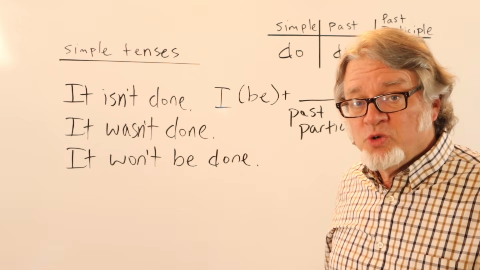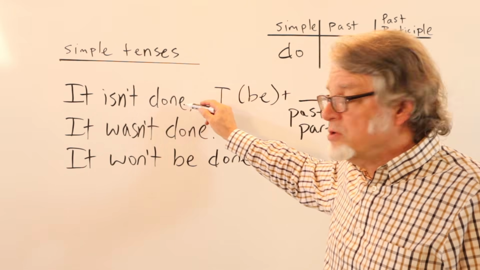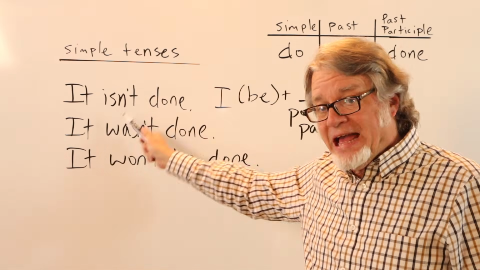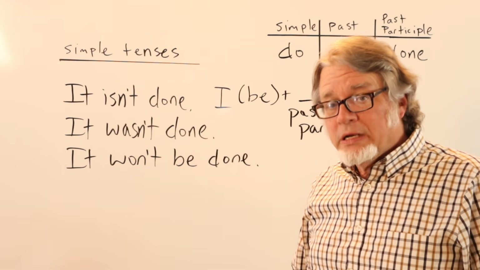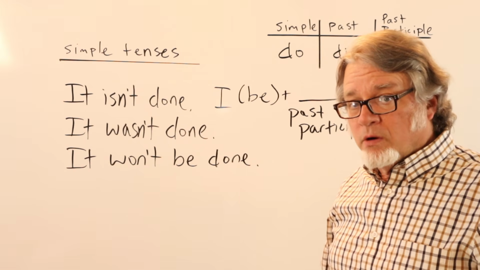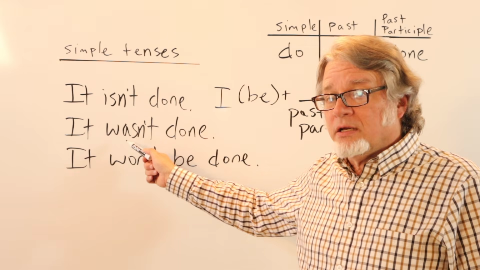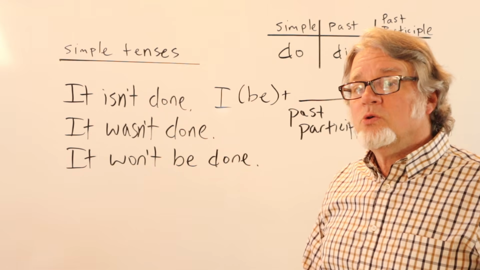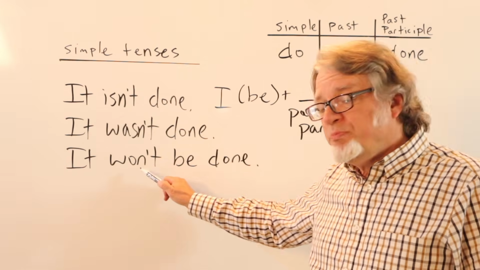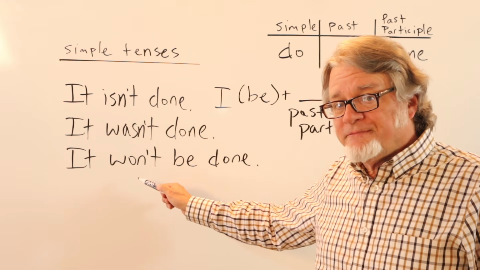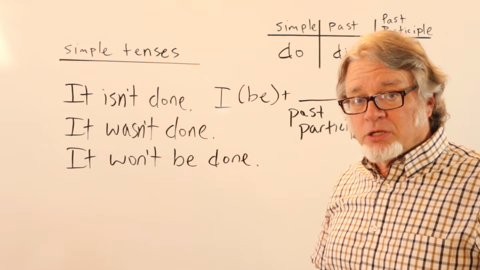The advantage in using the passive voice is we don't need to identify a person who is responsible for some kind of action. If it isn't done, then we don't know who is responsible for the action. If it wasn't done, we don't know who was responsible for some past action. It won't be done does not identify the person who does some future action.